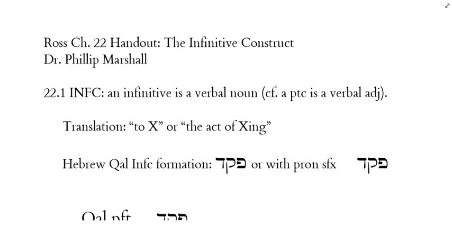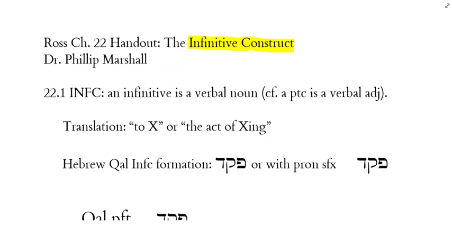In this chapter, we meet a little critter called the infinitive. Specifically, there are two types of infinitives in Hebrew, the infinitive construct and the infinitive absolute. In this chapter, we're dealing with the one called the infinitive construct. So that's Ross chapter 22, the infinitive construct.